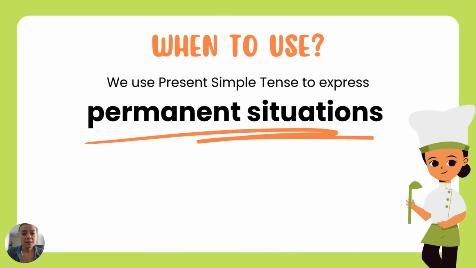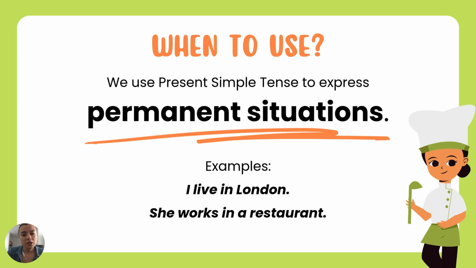Also, we use it to talk about permanent situations. When we talk about permanent situations, are those situations that aren't going to change? I don't know, maybe in a year or stuff like that. So something permanent is something that is going to stay the same for a long time. And here we have two examples: I live in London and she works in a restaurant.